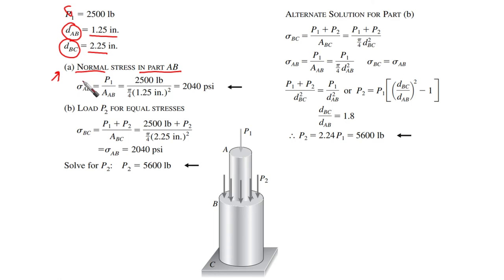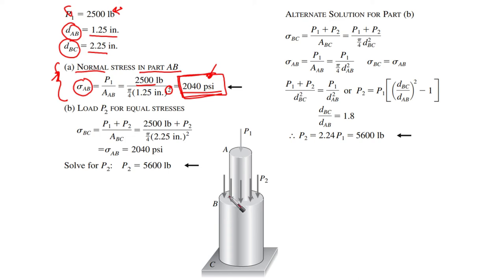It is going to be sigma AB equals P1 over AAB, where A means the area, and this area equals pi over 4 times the diameter squared. P1 is already given as 2,500 pounds. If we calculate this, it gives us 2040 pounds per square inch. So this is the first requirement. From this first requirement, what is the meaning of this 2040 psi?